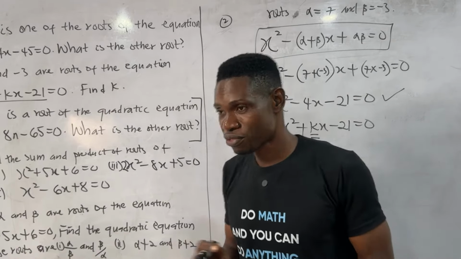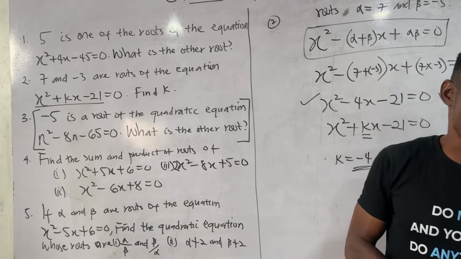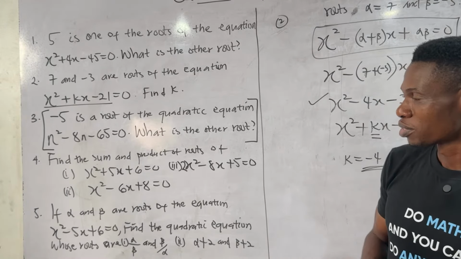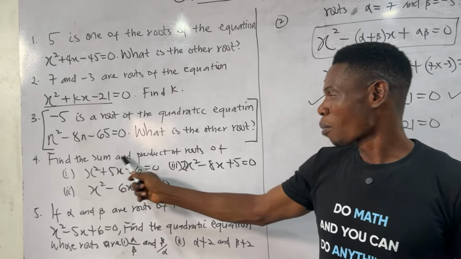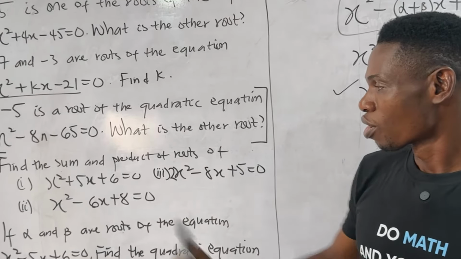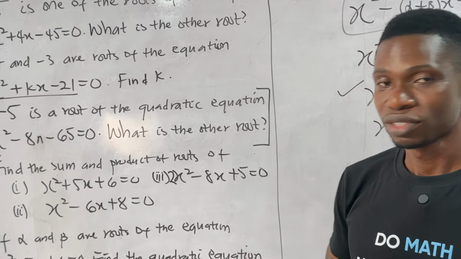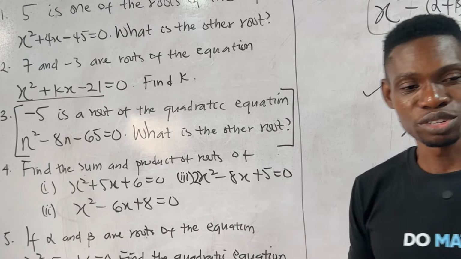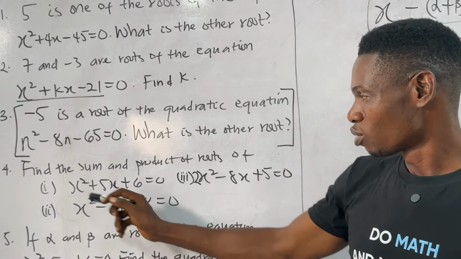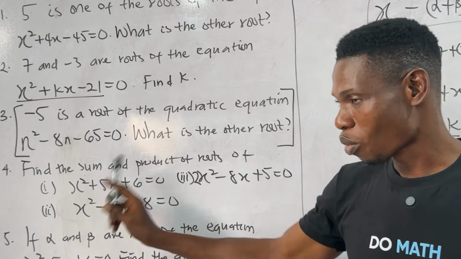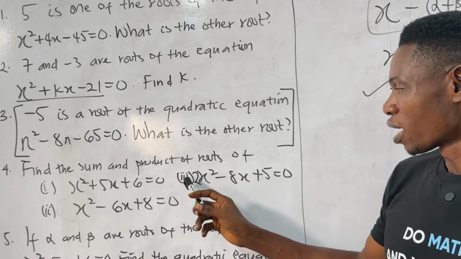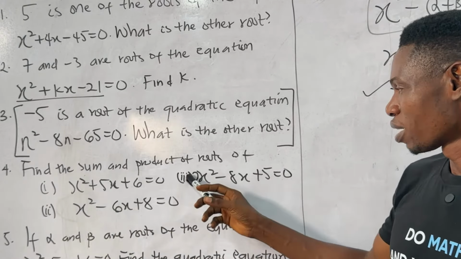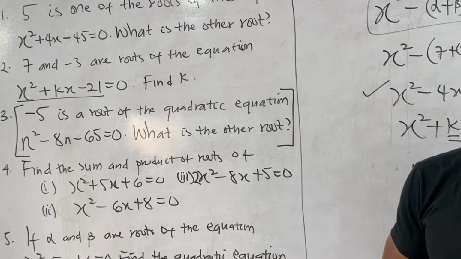Now, for question 4, I will allow you to solve question 4 because I believe question 4 is very easy and straightforward. It says, find the sum and product of the roots of this equation. So the sum of the roots of the equation and then the product of the roots of the equation. So you have to look for the sum and the product for number 1, the sum and product for number 2, the sum and product for number 3.